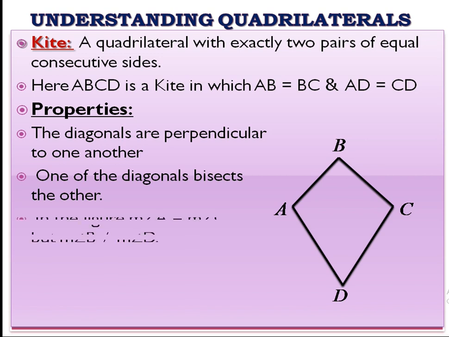Okay. Now, next, in the figure, measure of angle A is equal to measure of angle C, but measure of angle B is not equal to measure of angle D. Okay, student.